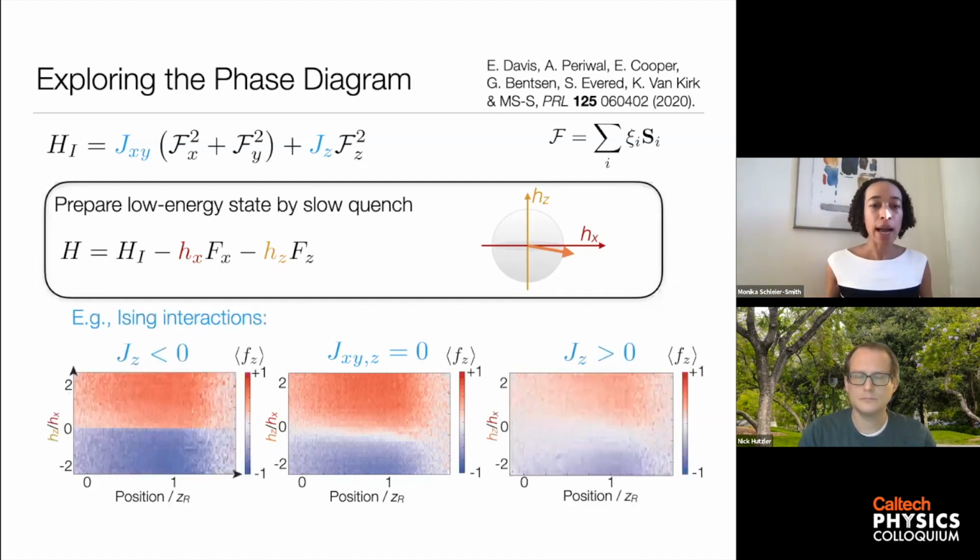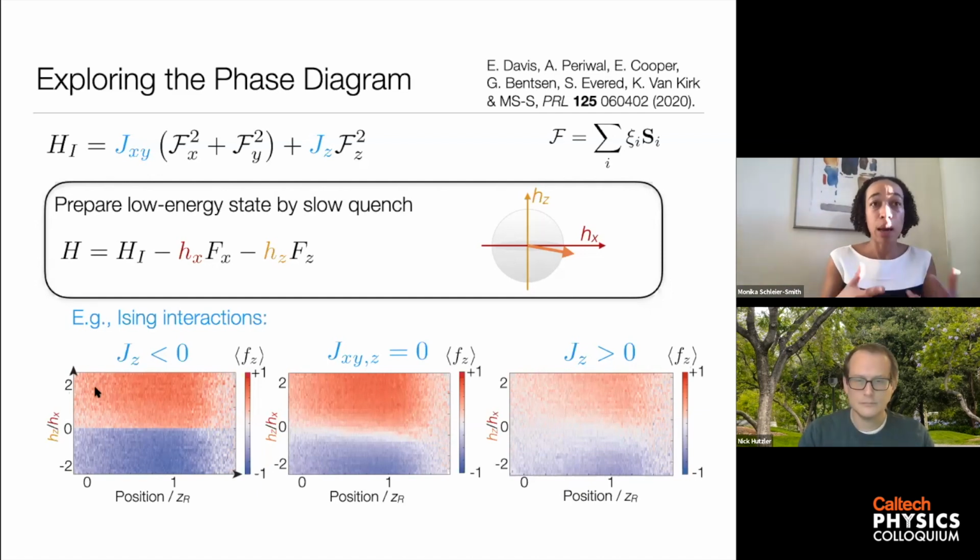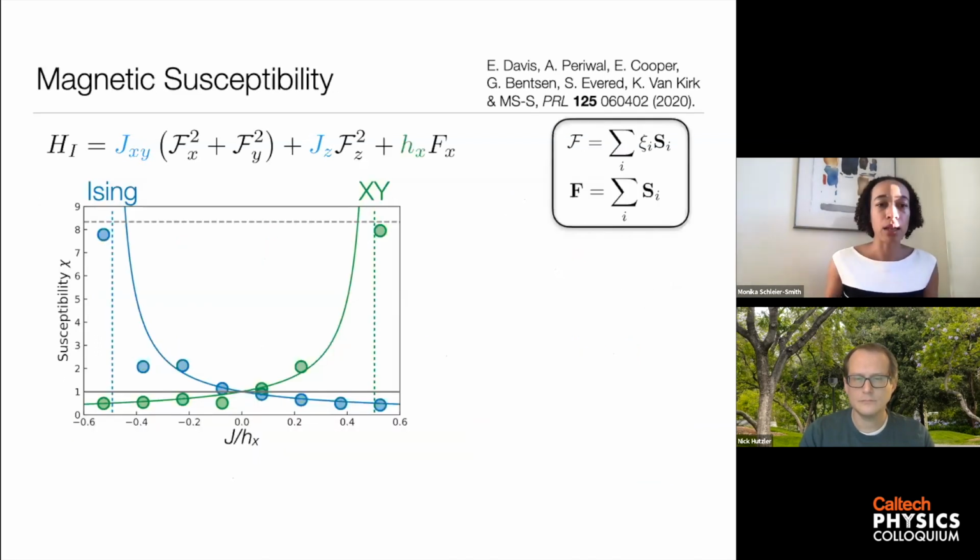But if we turn on interactions, and in this case I'm showing you Ising interactions, then you can see that this smooth behavior turns into a knife edge where all of a sudden the spins go from all wanting to align down to all wanting to align up in the case of ferromagnetic interactions. So that makes sense. That looks like a ferromagnetic system. I can summarize that in a plot of the magnetic susceptibility. This is how sensitive the spin polarization is to small tilts, and that starts to diverge as one approaches some critical strength of the Ising interactions for the ferromagnetic sign.